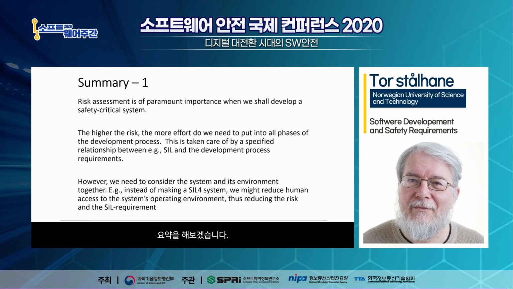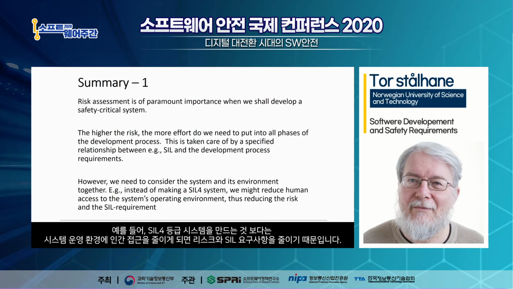A short summary. Well, of course, a risk assessment is of paramount importance when we shall develop a safety critical system. And the higher the risk, the more effort we need to put into all phases of the development process. This is taken care of, for instance, by the SIL and the development process requirements. However, we need to consider the system and its environment together, and that instead of making a SIL-4 system, we might reduce human access to the system's operating environment, thus reducing the risk and the SIL requirement.